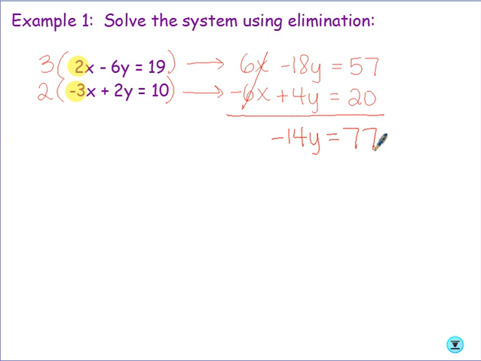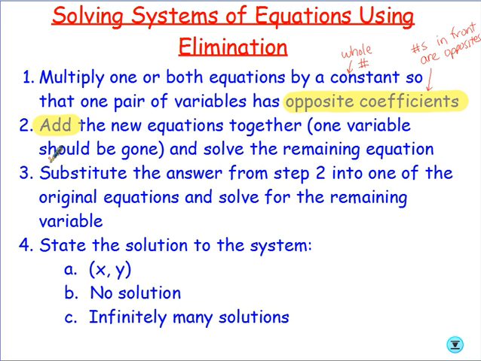That's the adding. We still need to solve this equation, which is very easy. Divide by -14. Those cancel. Keep the y, we get y equals 77 divided by negative 14, which gives you negative 5.5. That is the end of step 2.